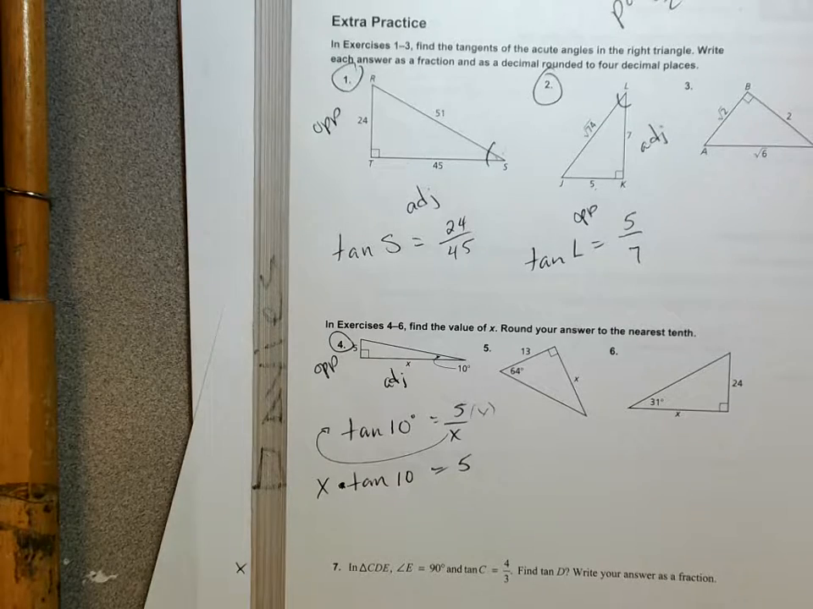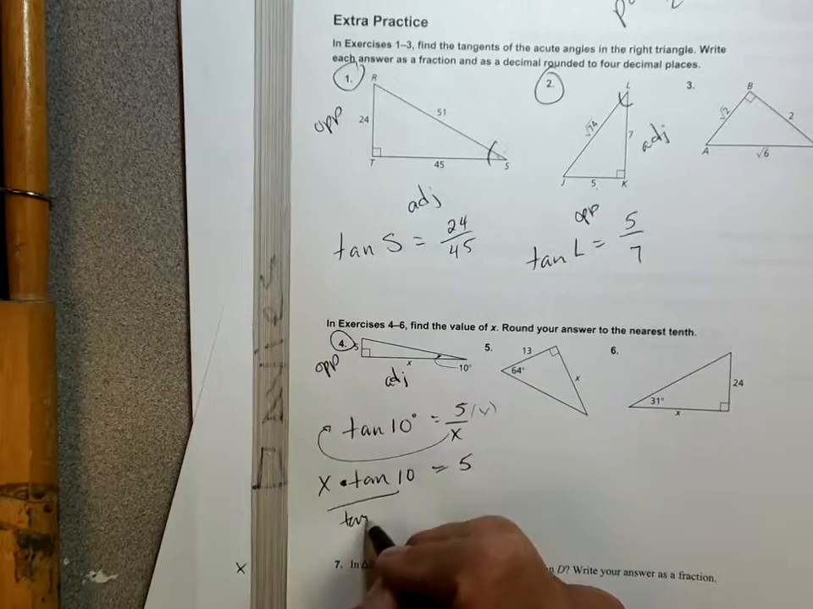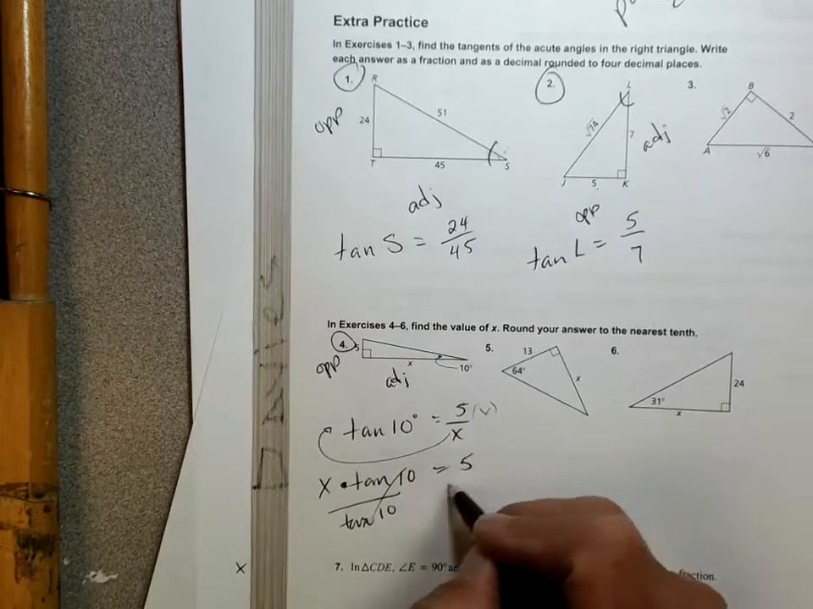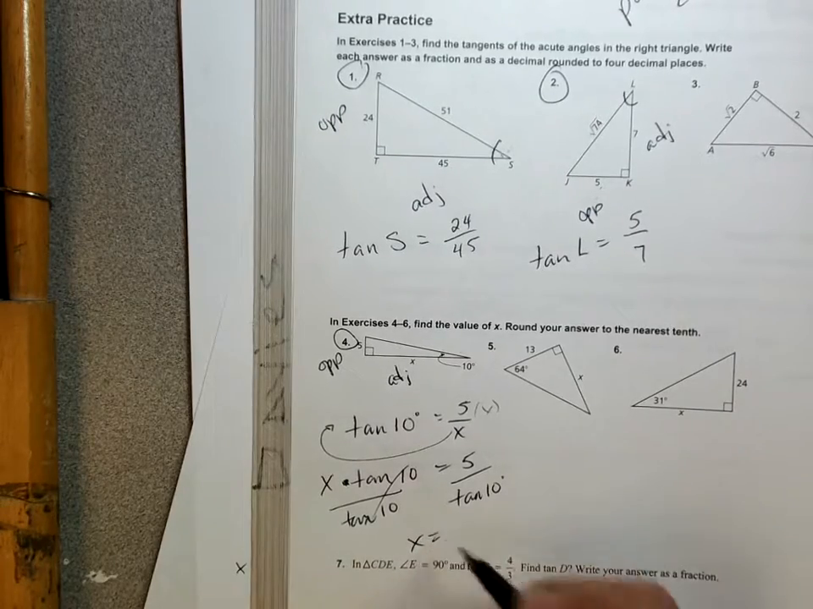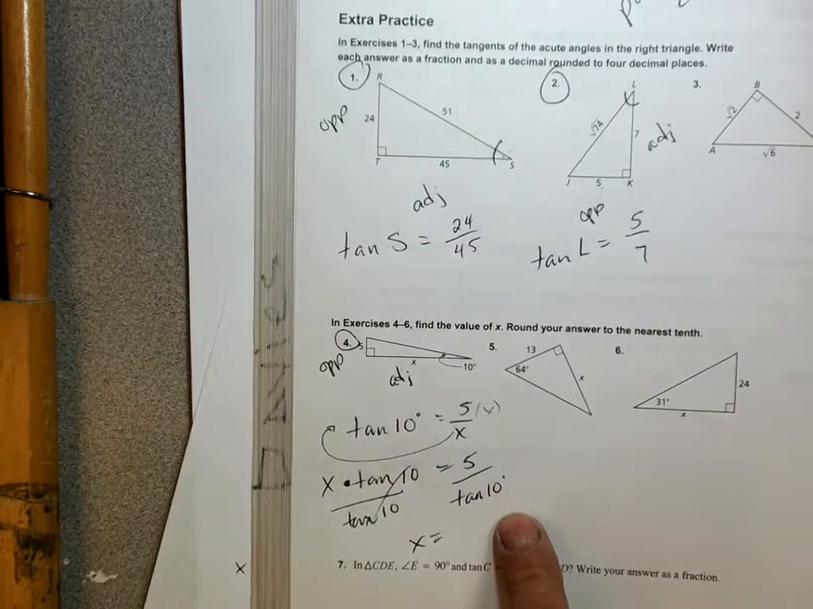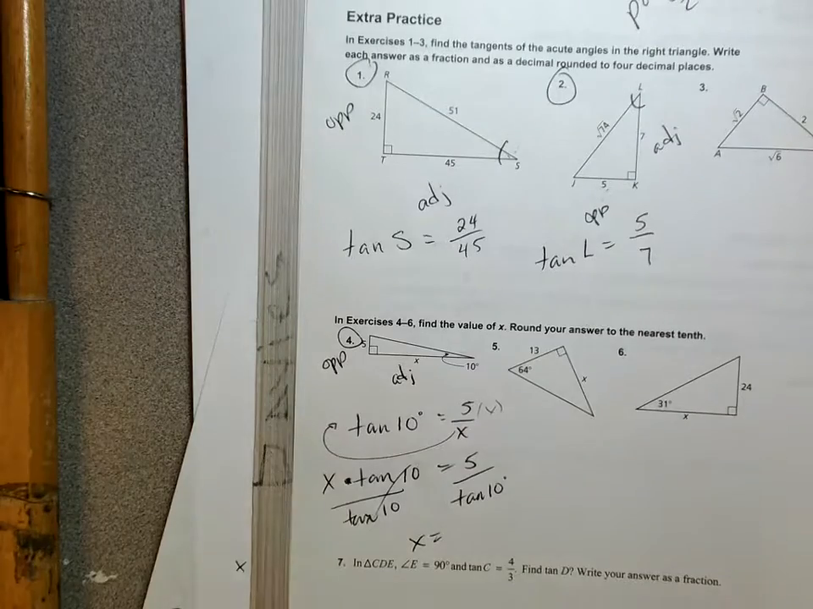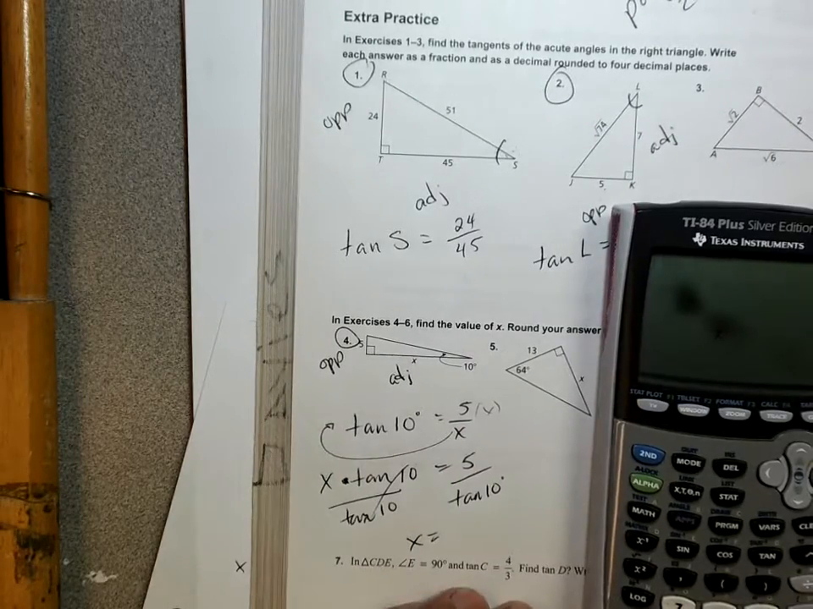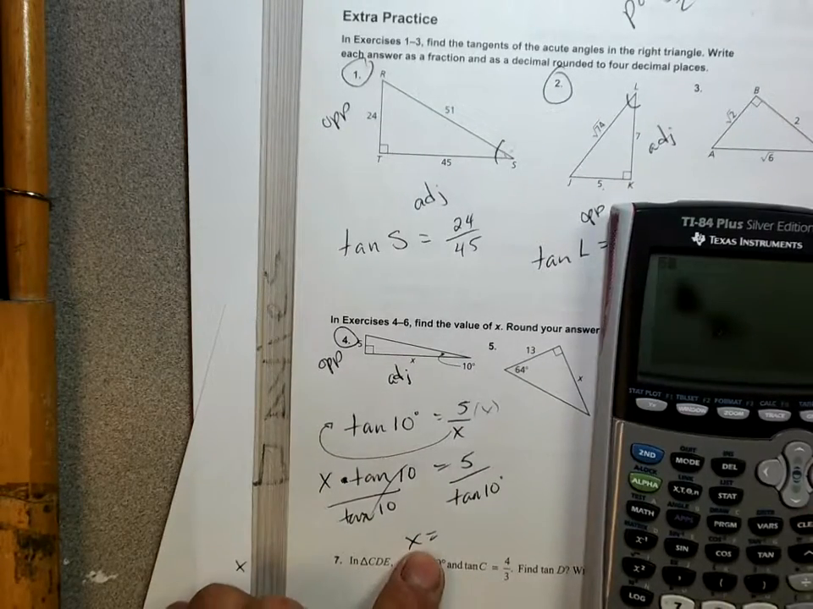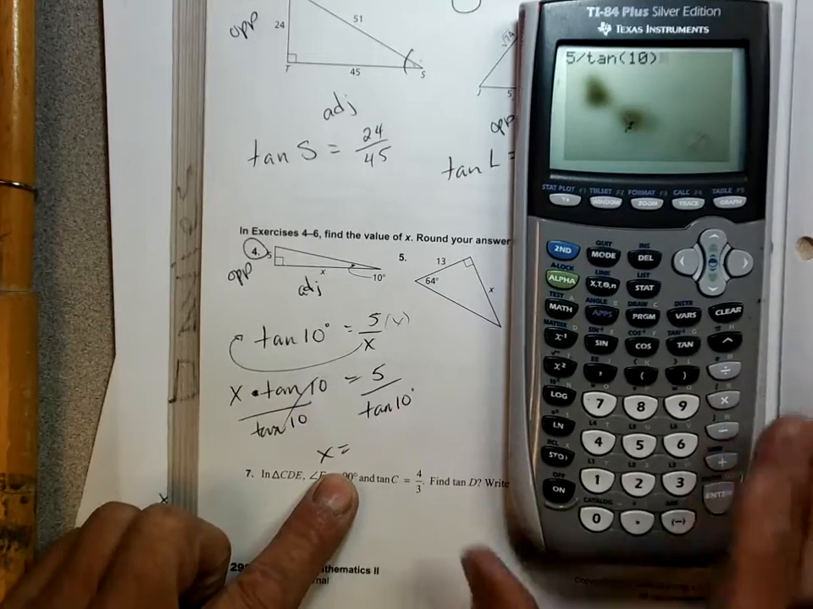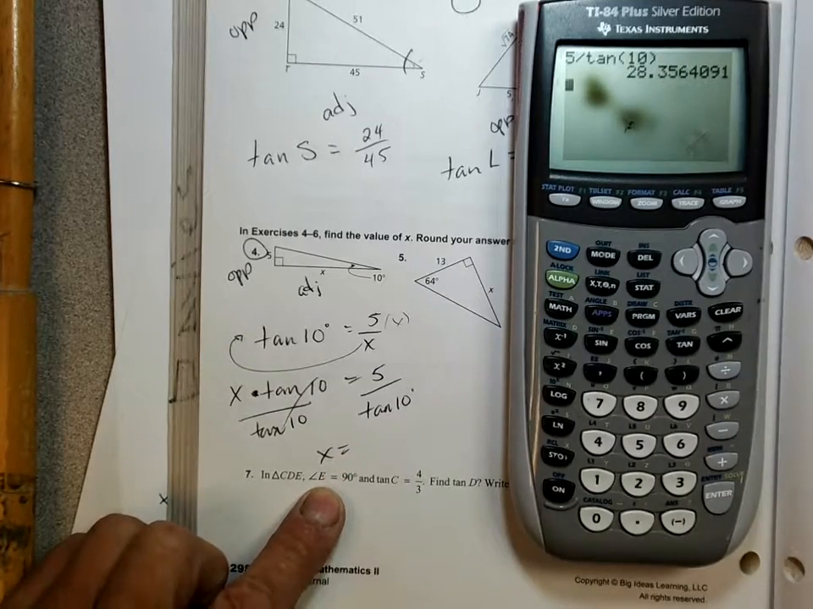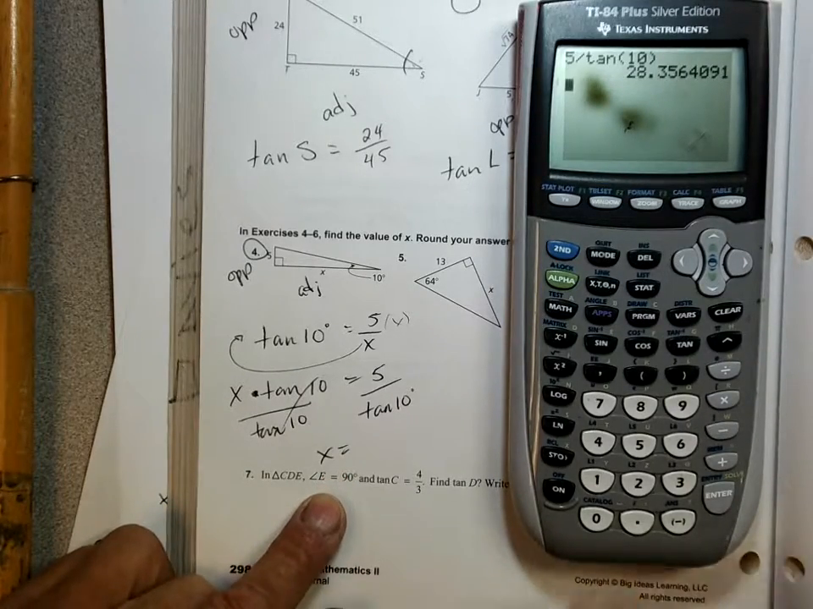Now, tan of 10 is a number in your calculator, but we're going to let the calculator do the work. So if we divide by tan of 10, then my answer is whatever 5 divided by tan of 10 happens to be. That's what I use my calculator for, okay? So I'm going to go ahead and do this. 5 divided by tan of 10. If I use my calculator, we got about 28.4, okay?